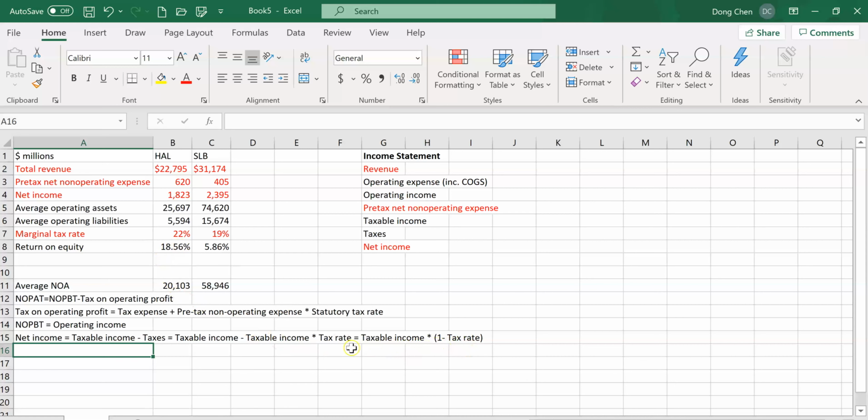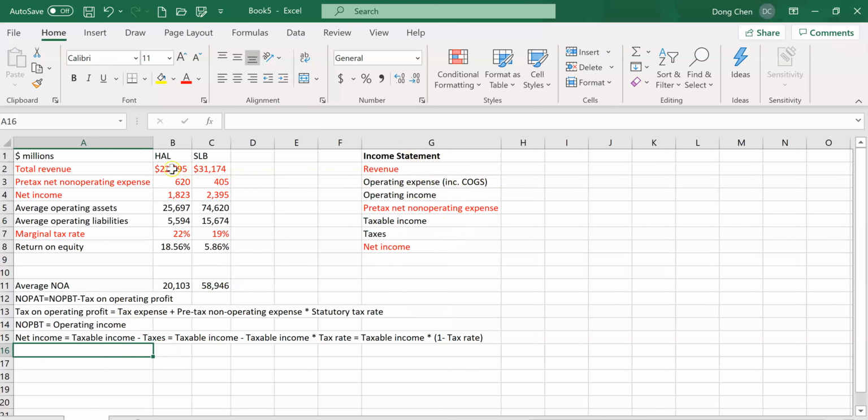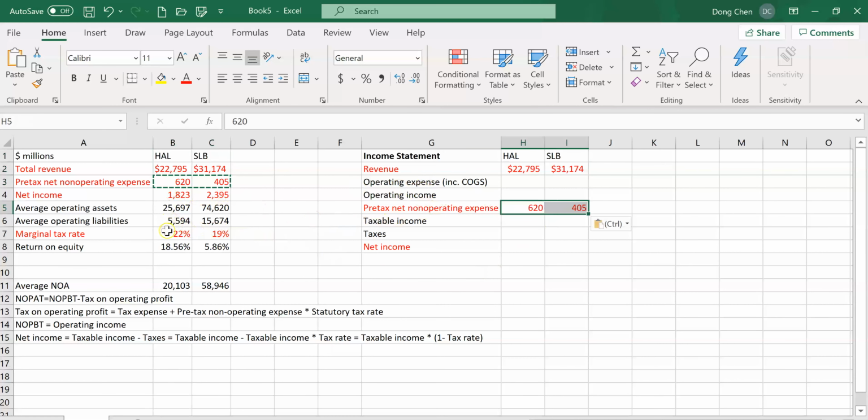So tax rate is available and net income is available, so we can actually figure out taxable income. Let me copy the numbers here. Revenue, that's the revenue, and pre-tax net non-operating expense is also copied here. And net income is copied here.